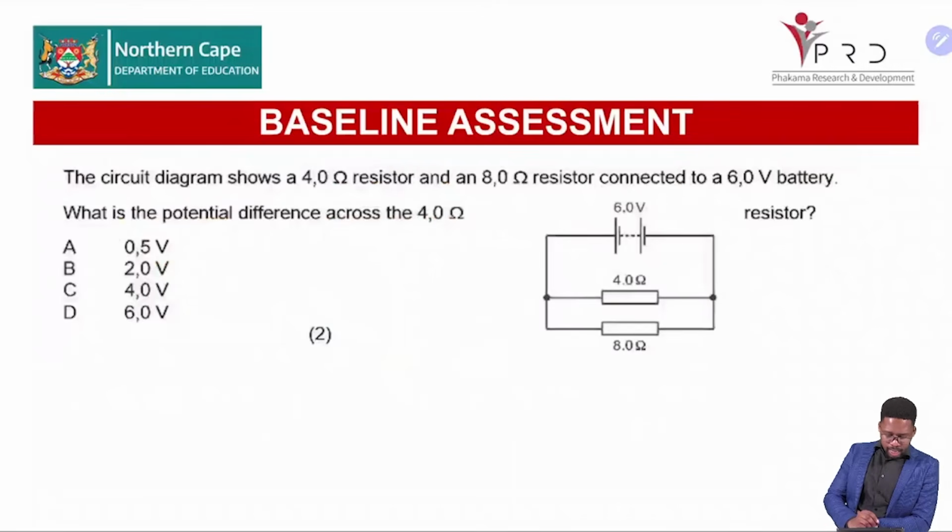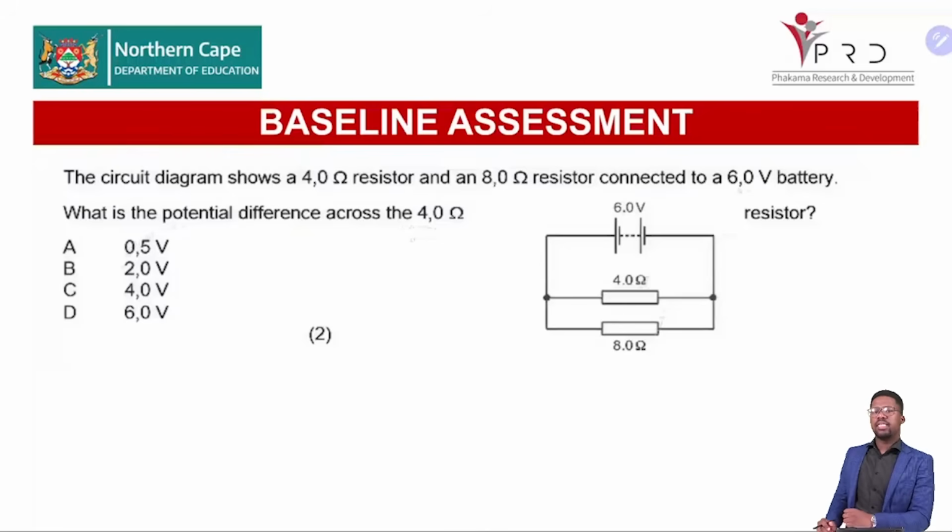The second diagram shows a 4 ohm resistor and an 8 ohm resistor connected to a 6 volt battery. What is the potential difference across the 4 ohm resistor? So, in this instance, they wanted to test your knowledge of the connection of the series circuit and the parallel circuit.